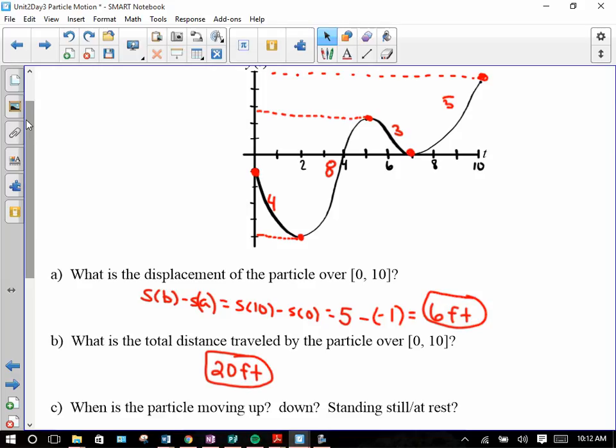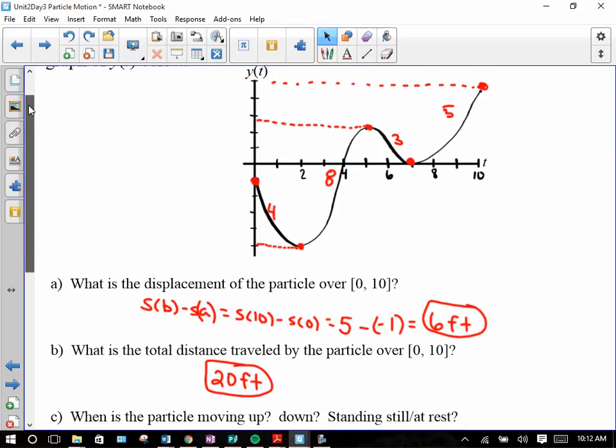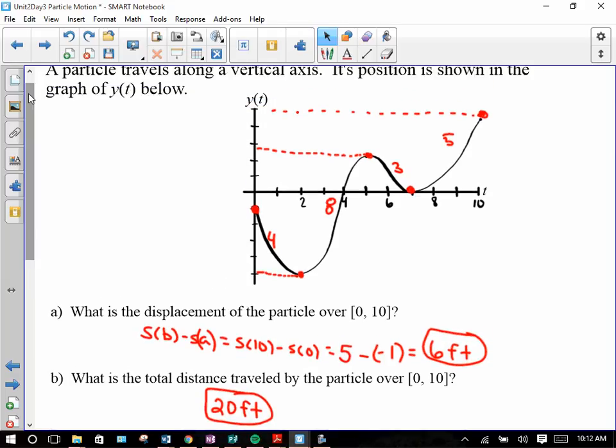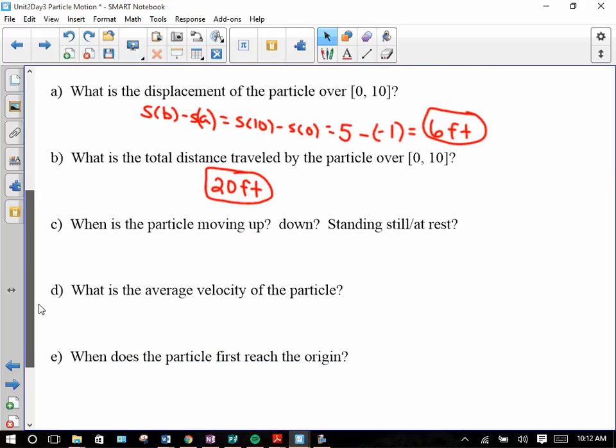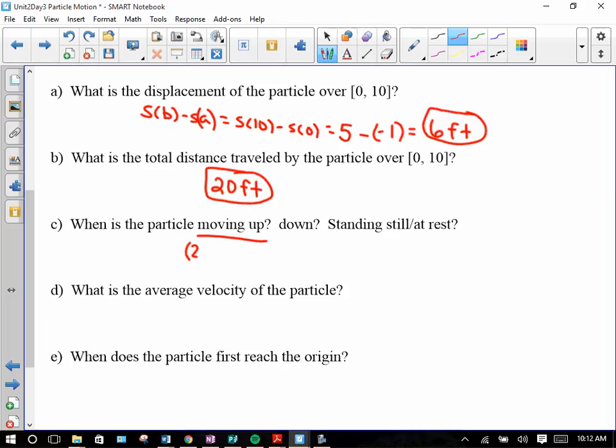So the slope is what? We know that the slope of this position function is the first derivative. So we know that when the slope is positive, the velocity is positive, and when the velocity is positive, the particle is moving in a positive direction. So from 2 to 5, and 7 to 10. So moving up is 2 to 5 and 7 to 10.